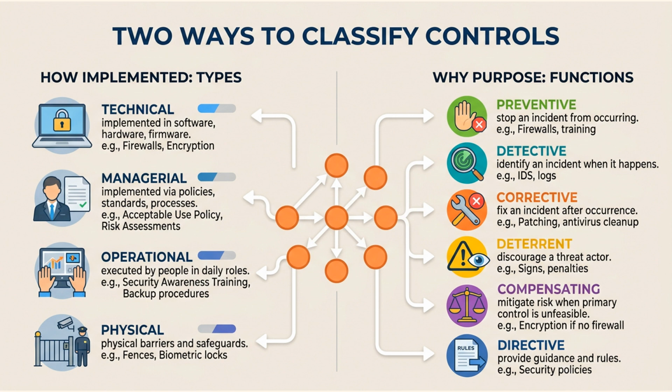A firewall is technical by implementation and preventive by purpose. A security guard is physical and operational and can be preventive, deterrent, and detective all at once. This dual labeling is where they trick you.